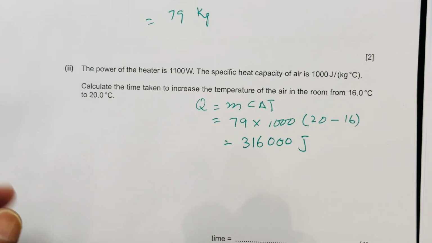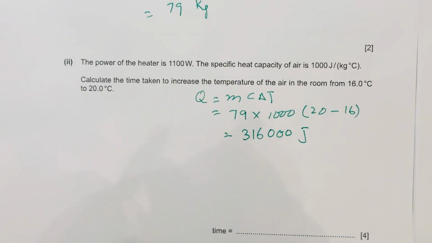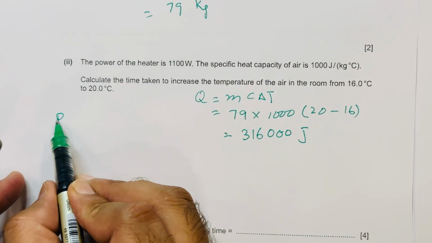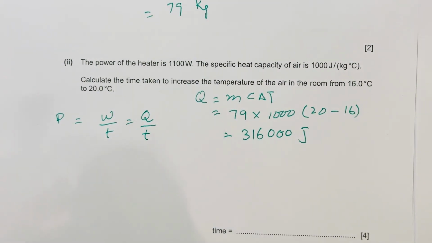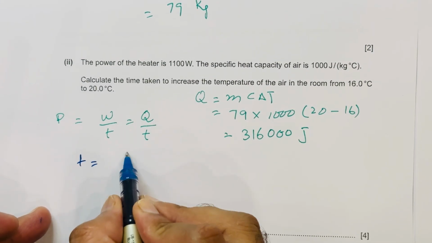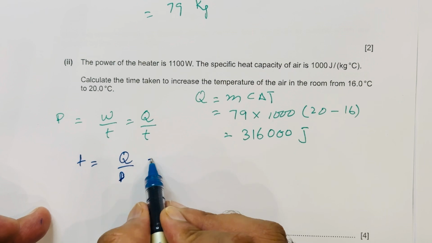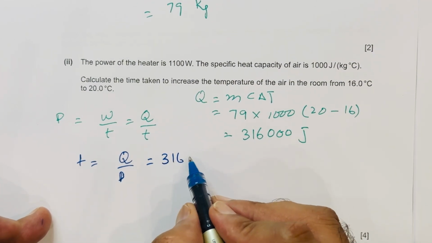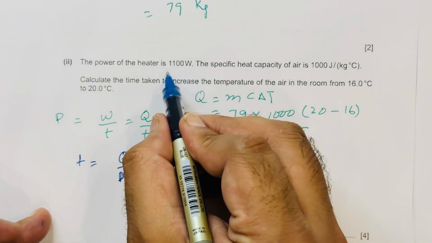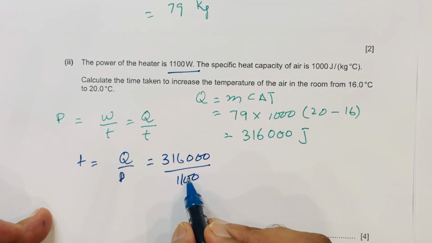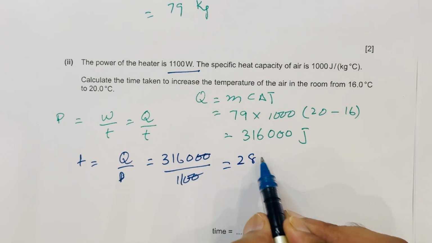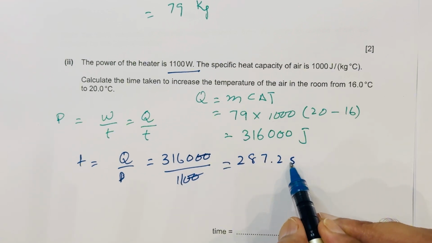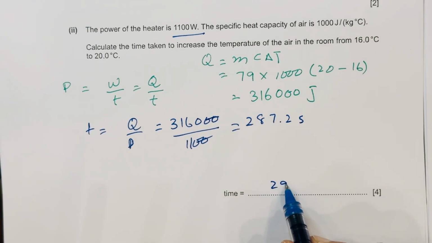But we have been provided with the power, and we need to calculate the time. The formula for the power is W by T. W we're gonna use is Q by T. After rearranging, T is equal to Q by P. Energy is what we just calculated, 316,000. Power is given, that is 1100 watt. After calculating these values, our answer would be 287.2 seconds. So we're gonna take it to two significant figures, 290 seconds would be our final answer.